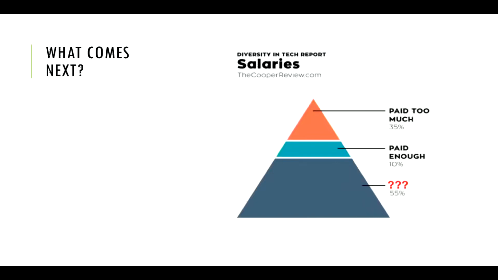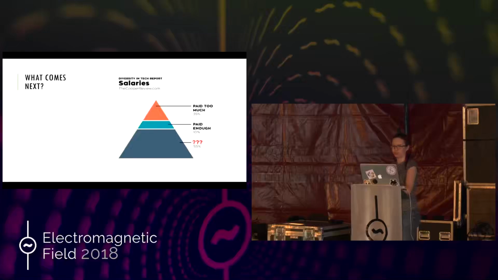So if we start with what is quite a simple one, these are salaries in tech. So we have people who are paid too much, the top of the cream of the crop. We have people who are paid enough. And does anyone want to have a guess at what the third section would be? All of us. Paid, sorry? All of us. All of us, yeah. Probably not. So in this visualization, it was women.